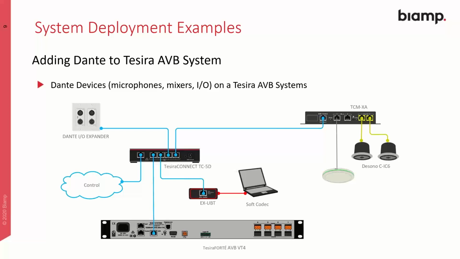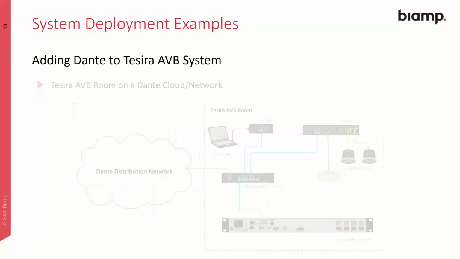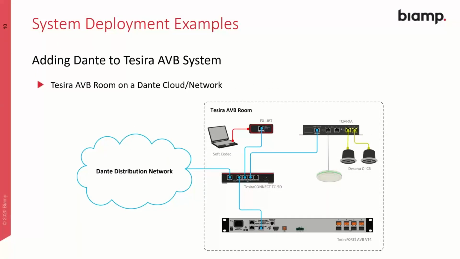If it's a PoE powered device, such as this wall plate, then it's a simple connection and configuration operation to make that functional in the system. Additionally, you could also connect the Tesira AVB system to a Dante distribution network to give the entire Dante network access to the Tesira AVB and vice versa. So it merely works as an extension of the Dante network, as another node on that Dante network.